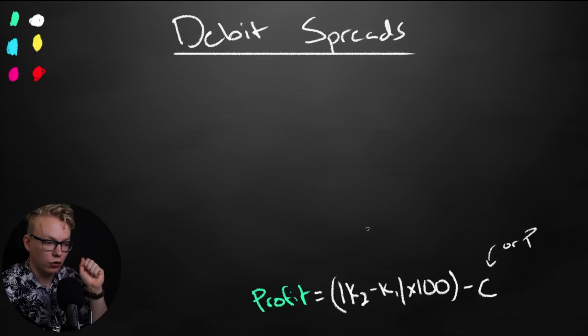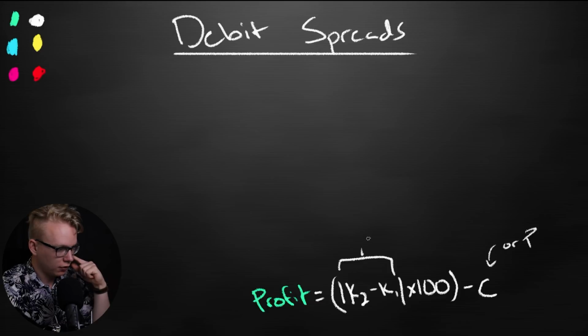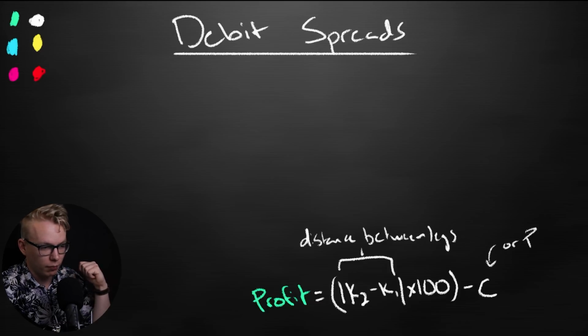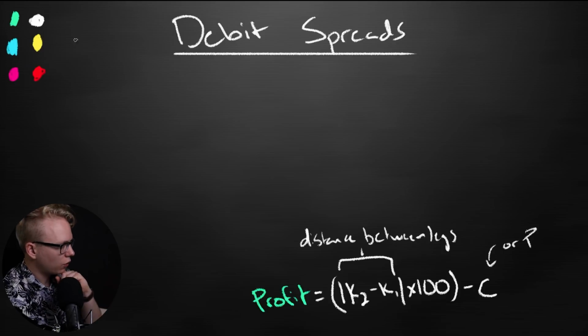How many points is between your long leg and your short leg? Multiply that by 100 and then subtract the premium you paid. Okay, so this is the distance between legs times 100 minus the premium you paid. That is going to be your profit if you get assigned. Now, why is that exactly?